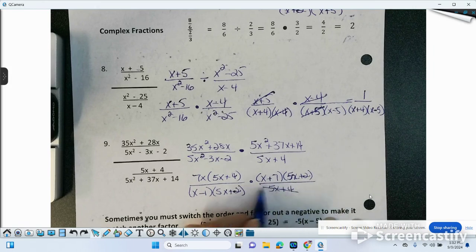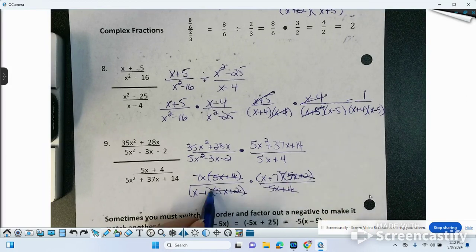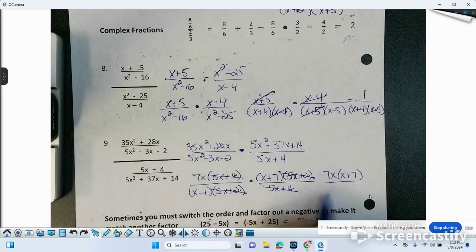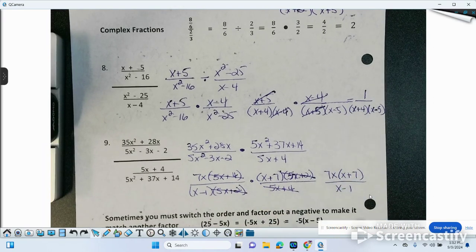So the things that are canceling, there was no x by itself, there was no 7 by itself, but I did have the 5x plus 4. I don't have an x plus 7. I do have a 5x plus 2. So my answer on the top is a 7 times an x plus 7. And on the bottom, I have an x minus 1.